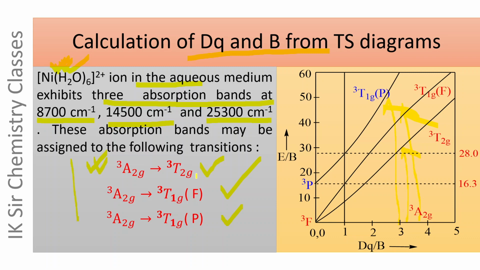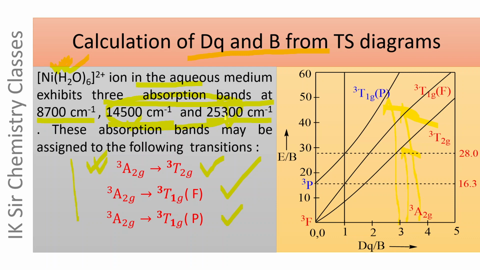The ratio of E3, 25,300 centimeter inverse, and E2, 14,500 centimeter inverse, comes to be 1.72. The ratio of these two terms, E3 by E2, is equal to 1.72.